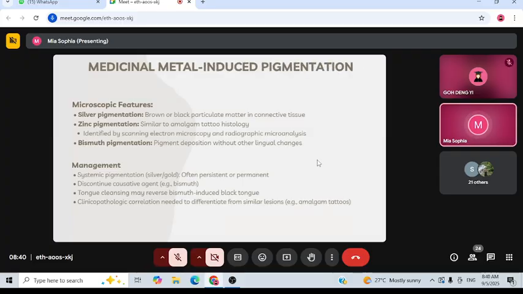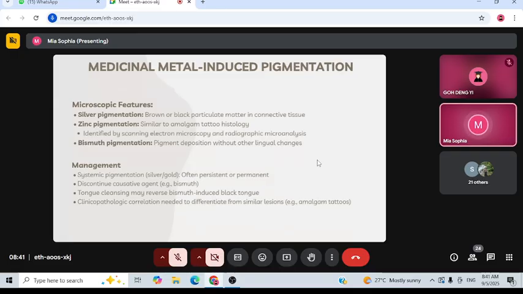Histologically, silver and zinc show brown or black particulate deposits in the connective tissue, very similar to what we see in amalgam tattoos. These particles can be confirmed using scanning electron microscopy and radiographic microanalysis. In bismuth pigmentation, pigment accumulates on the tongue surface, but there is no change in the deeper tissue.